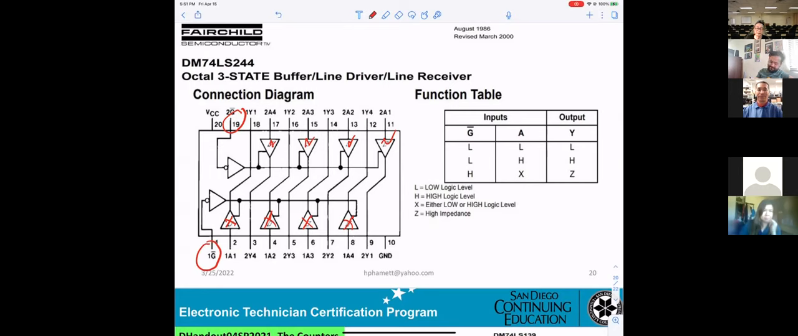That's the only difference. One can send the output 8 bits at a time, and the other can send 4 bits at a time. Depending on pin 1 and pin 19, if both are enabled, then you can send 8 bits. If you're using only 4 bits, then you only enable either pin 1 or pin 19. That's the difference.